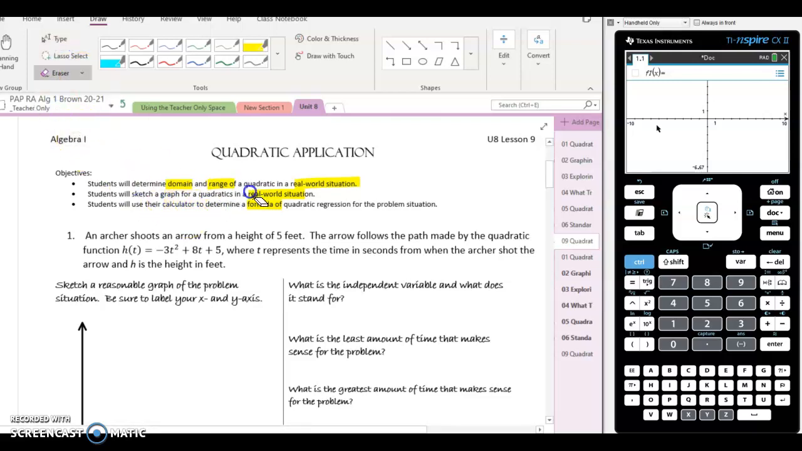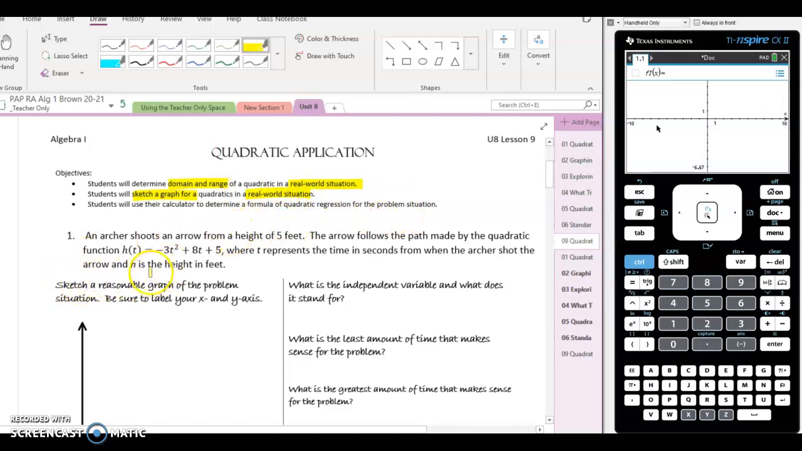Hey everyone. All right. So we are at the very last part of the unit. We are talking about quadratics still, but now we're going to apply them to real world situations. So we're going to determine the domain and range of quadratics, and then we're going to sketch graphs for those quadratics. All of those being in a real world situation.